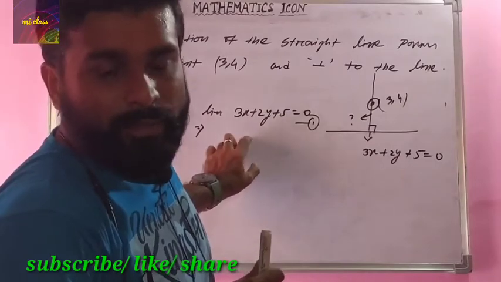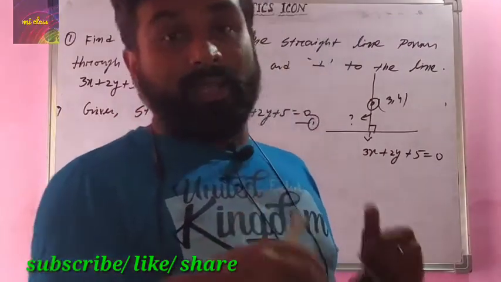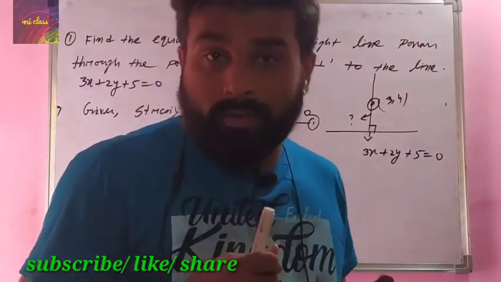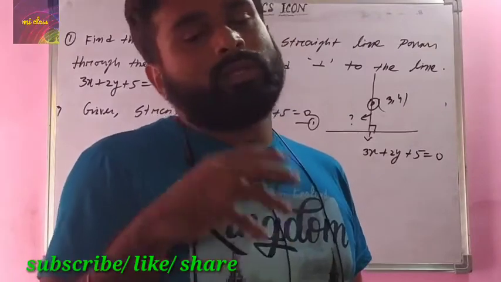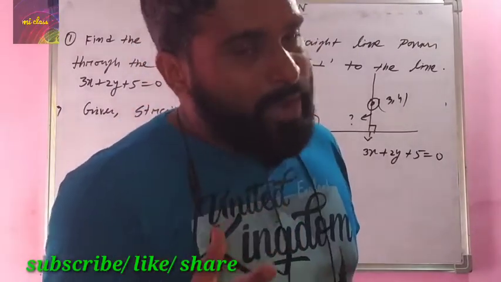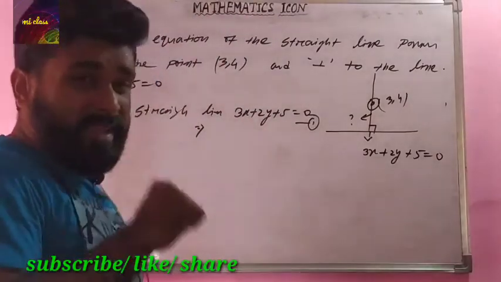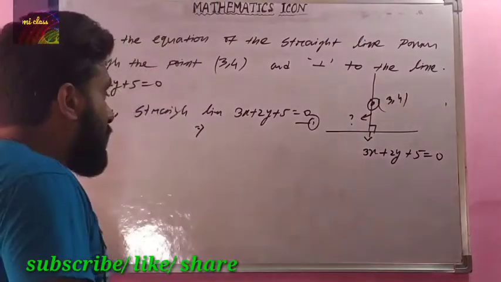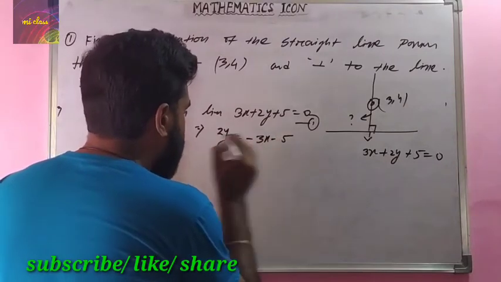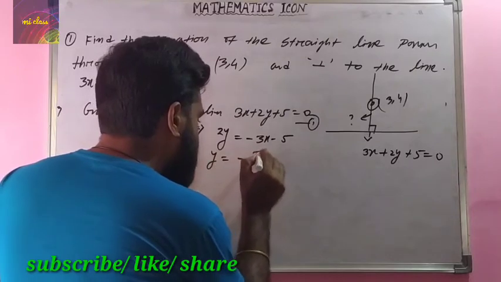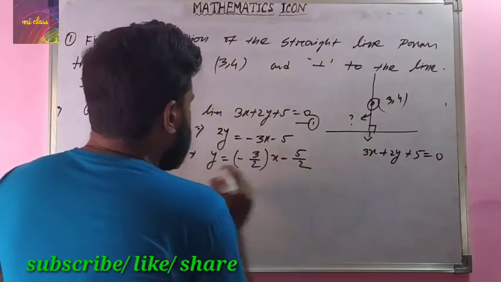Can you find the slope of this given line? Yes, we can. If the equation is given, you can get the slope value by converting the equation to the form y equals mx plus c, where the m value will be the slope of the line. See how to convert it: 2y equals minus 3x minus 5, that means y equals minus 3 by 2 x minus 5 by 2.